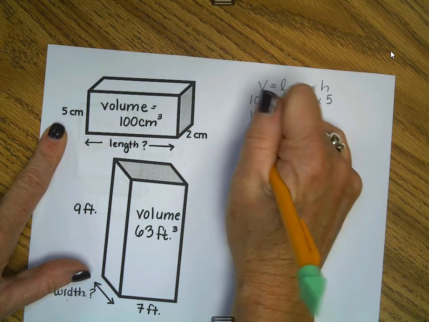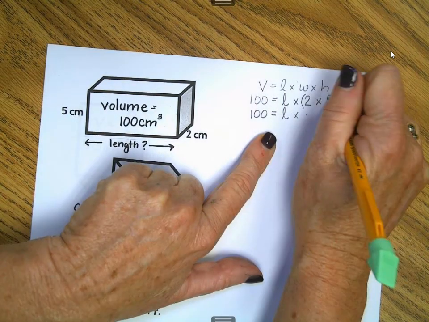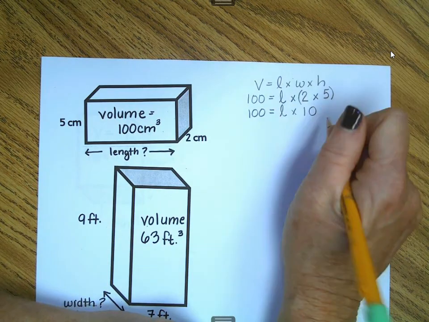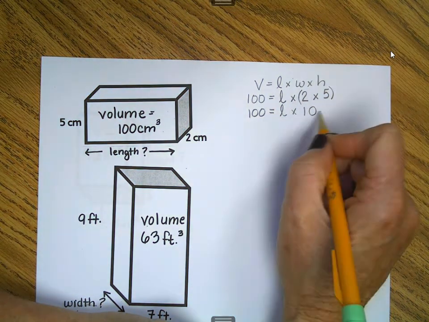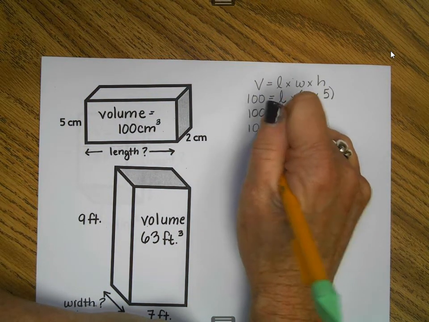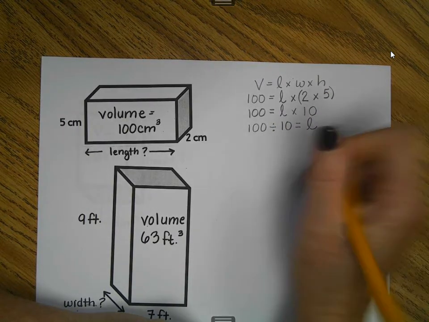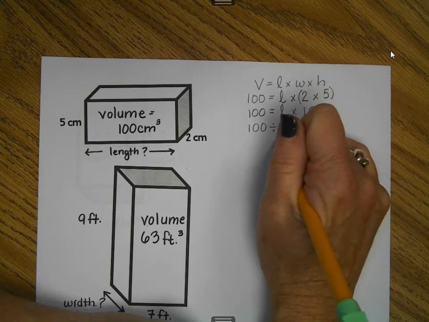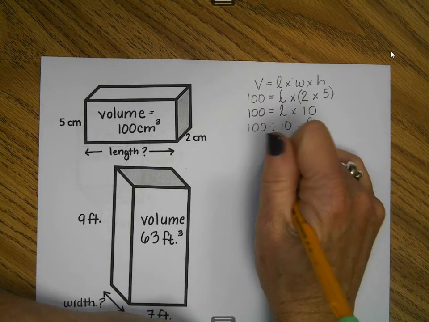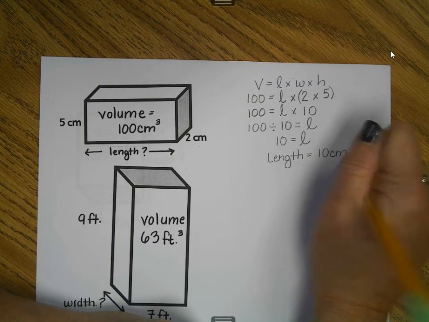All right, still not doing anything with the 100 or the equal. The length I don't know, but I can put parentheses around 2 times 5, and I multiply it to get 10. So now is that next step. I'm going to do a division fact to isolate the variable. So this is what I'm going to do. 100 divided by 10 equals the length. Well, 100 divided by 10 equals 10, right? So the length is 10, and it's going to be 10 centimeters. So the length equals 10 centimeters.